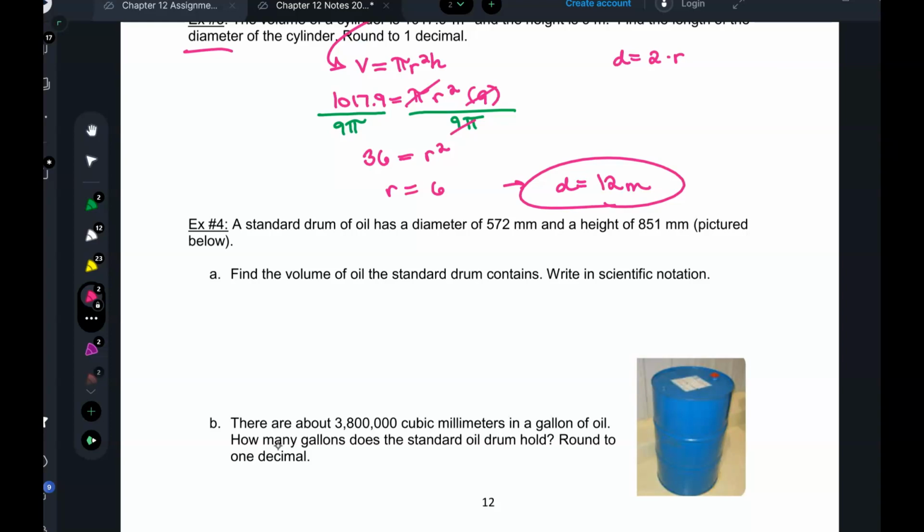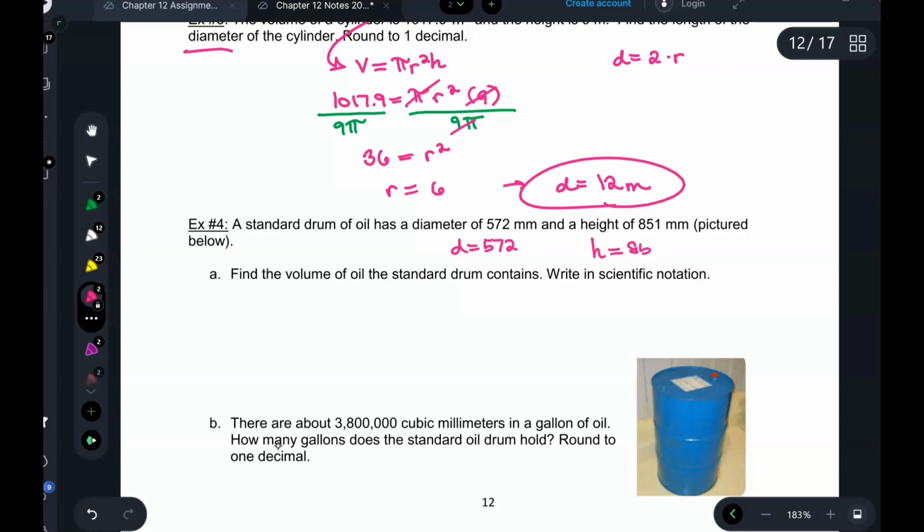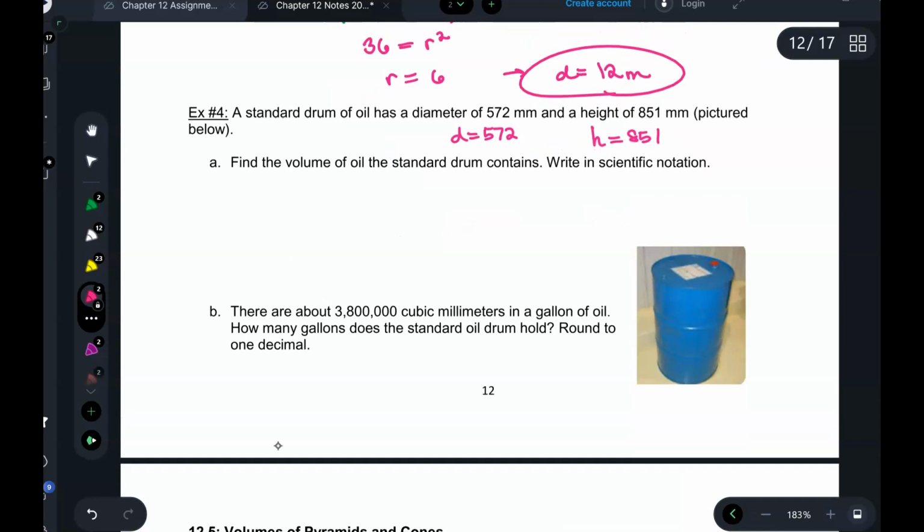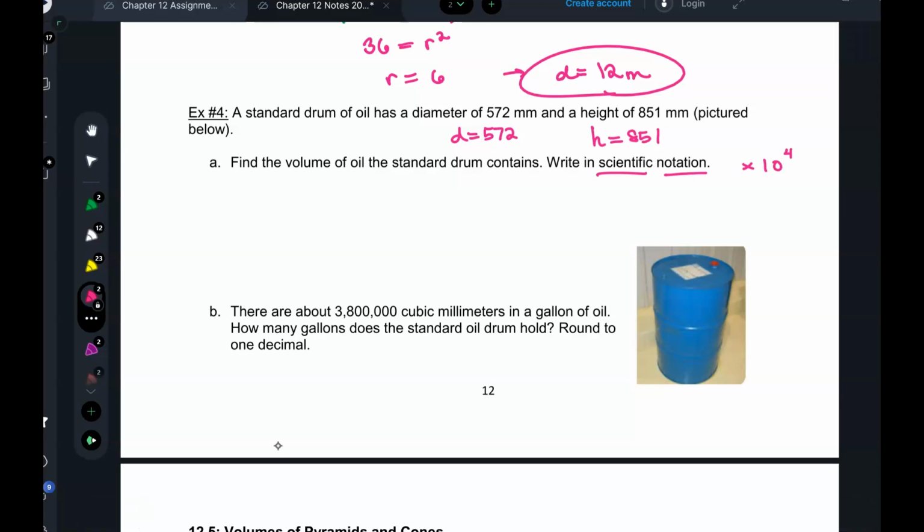I'm just going to go to the next one. Okay, let's see. A standard drum of oil has a diameter of 572 millimeters and a height of 851 millimeters, pictured below. Find the volume, and we're going to write it in scientific notation. Scientific notation is like times 10 to the 4th power or something like that. Oh, I remember this.